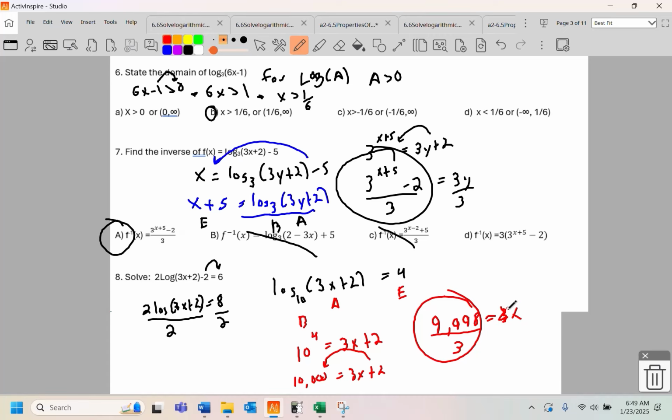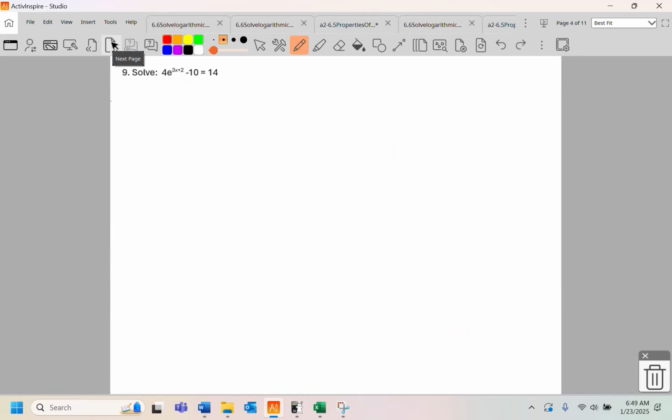Ta-da! All right, solve this little thing. We're going to add 10 because we always do easy first. Easy first. It's the way I teach. Divide by 4. So e to the 3x plus 2 is 6.